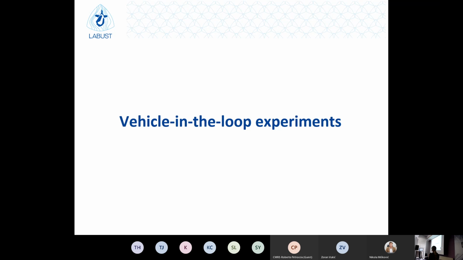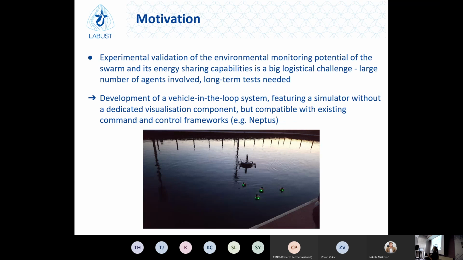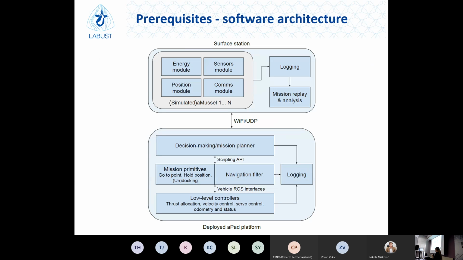One specific factor here is that experiments with a swarm of 100 agents are very logistically challenging or practically impossible. The long-term element of it is also very challenging. So the motivation here was to develop a sort of semi-simulated vehicle-in-the-loop method of testing all these potential behaviors and interactions of agents. So in fact, we have this structure where an APAD platform is real and has all the developed software and firmware, etc., that it requires for functioning.